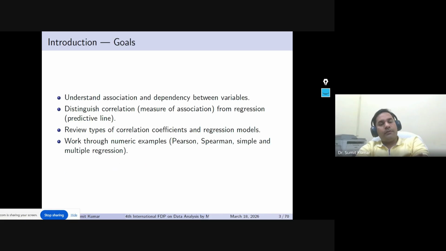So what are the goals? We have to understand correlation and regression. What are the coefficients we have to use? Which kind of associations do we have to measure? Different correlation coefficients are there to check the association for categorical data or continuous data.